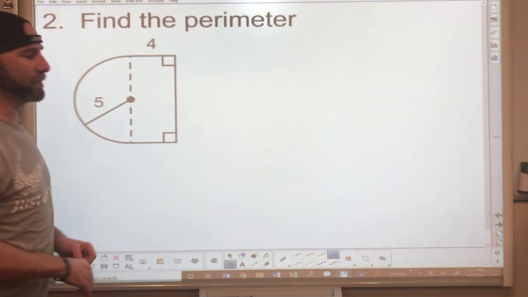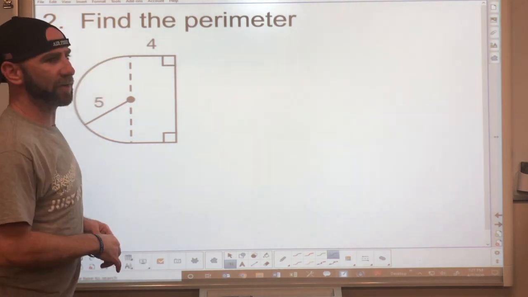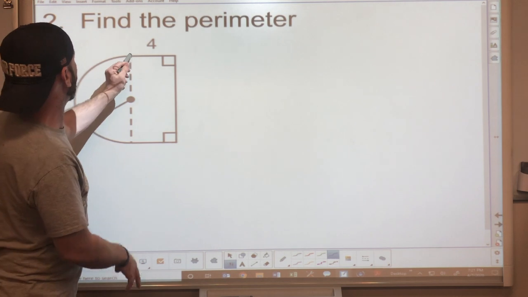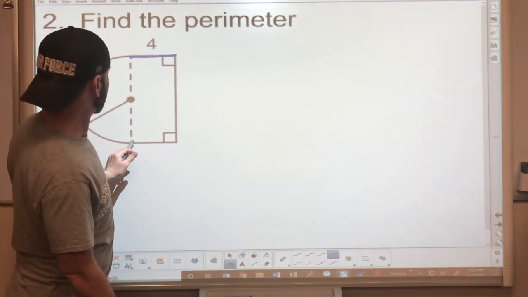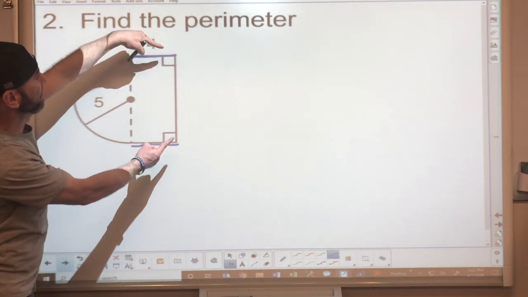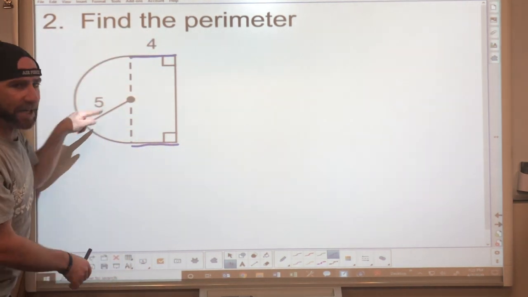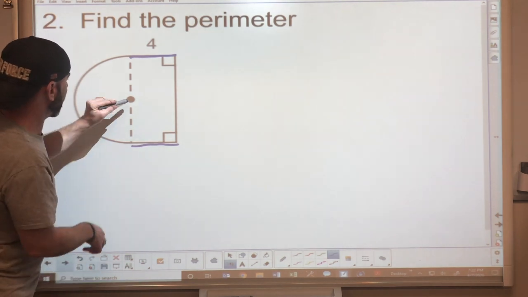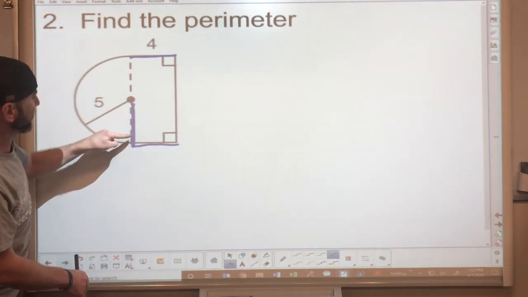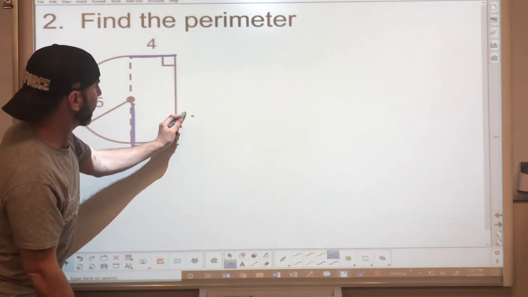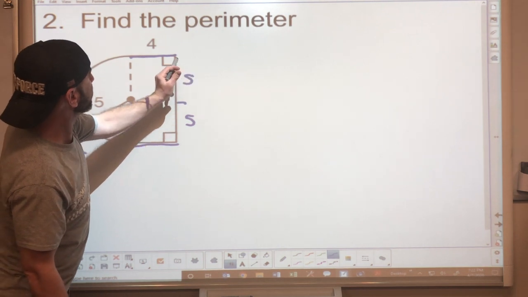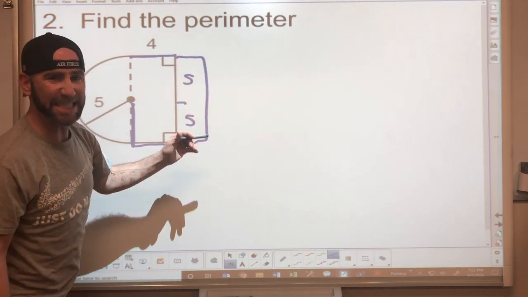Okay, let's find the perimeter of this compound figure. It's a circle collided with a rectangle. This is 4. And this is 4. That's easy. However, how far is it from here to here? Well, we see the radius is 5. So from there to there is also 5. You see how it's the radius of the circle. So that's 5 here. And then that would be 5 there. So that's going to be a total of 10.